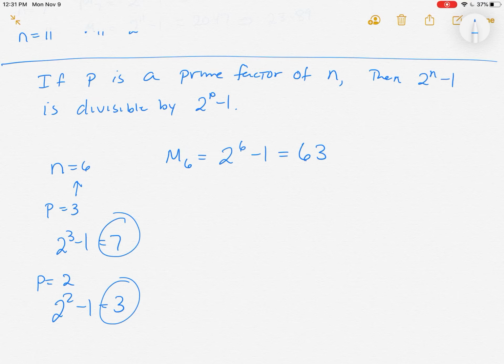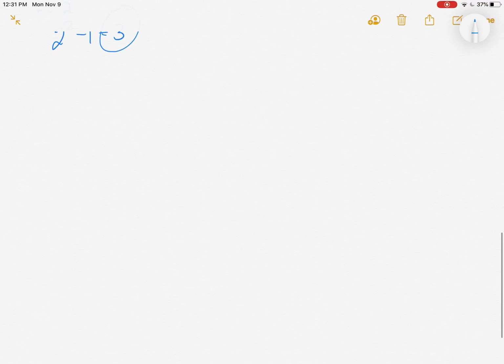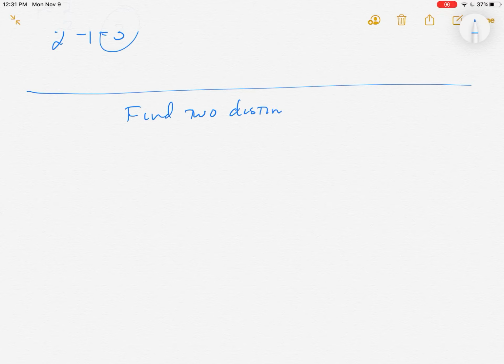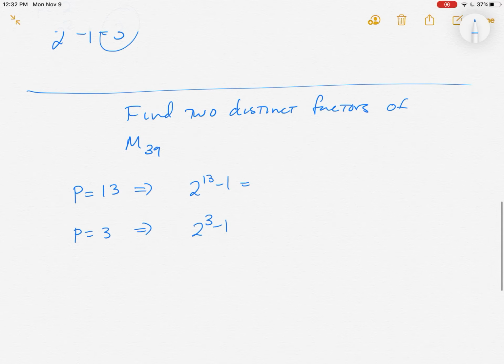So let me show you how this comes across in another way in the homework. It'll say this: find two distinct factors of m sub 39. Keep in mind, they're not asking you to find m sub 39. They're asking you to find two numbers that go into it. Well, you know them based upon what we just said. 39 has some prime factors. One of them is 13, and another is 3. 3 times 13 is 39. So what does that mean? It means 2 to the 13th minus 1 is one of these factors that they want, and so is 2 to the 3rd minus 1.